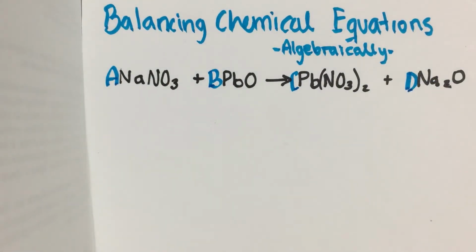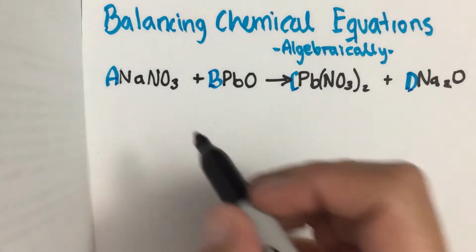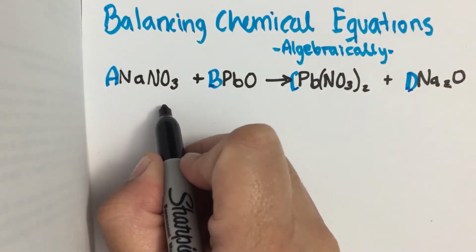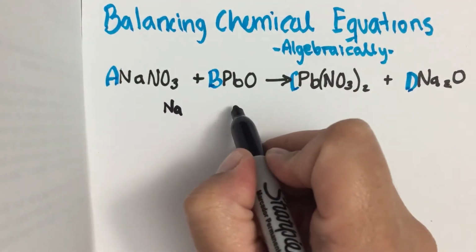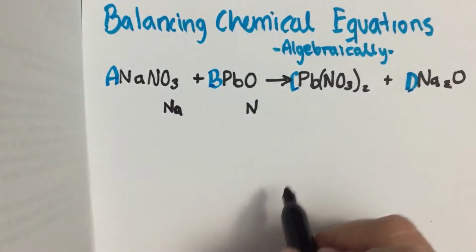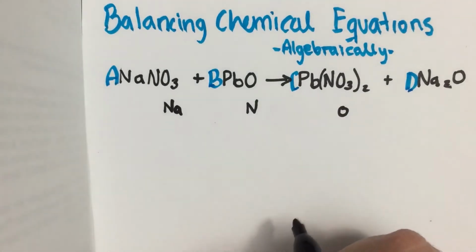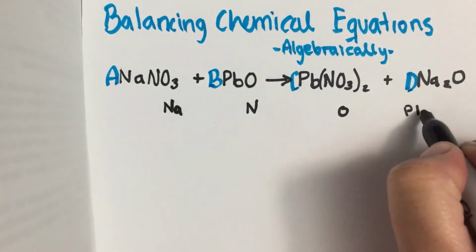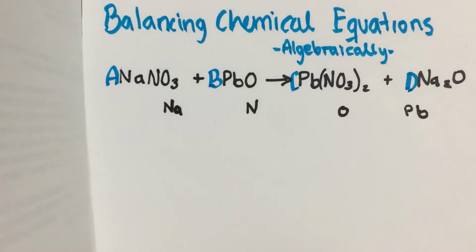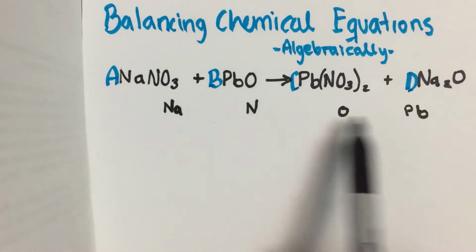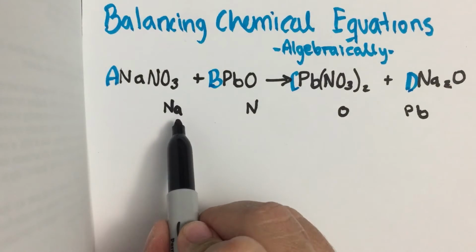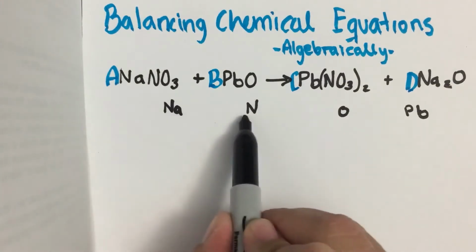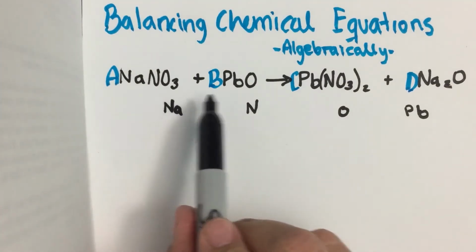Once you have that ready, you write down each of the elements you have. So sodium, nitrogen, oxygen, and lead. So this is going to help us as a subheading to figure out where we are. Okay, so sodium, then we're going to express each of these elements in terms of the coefficients.